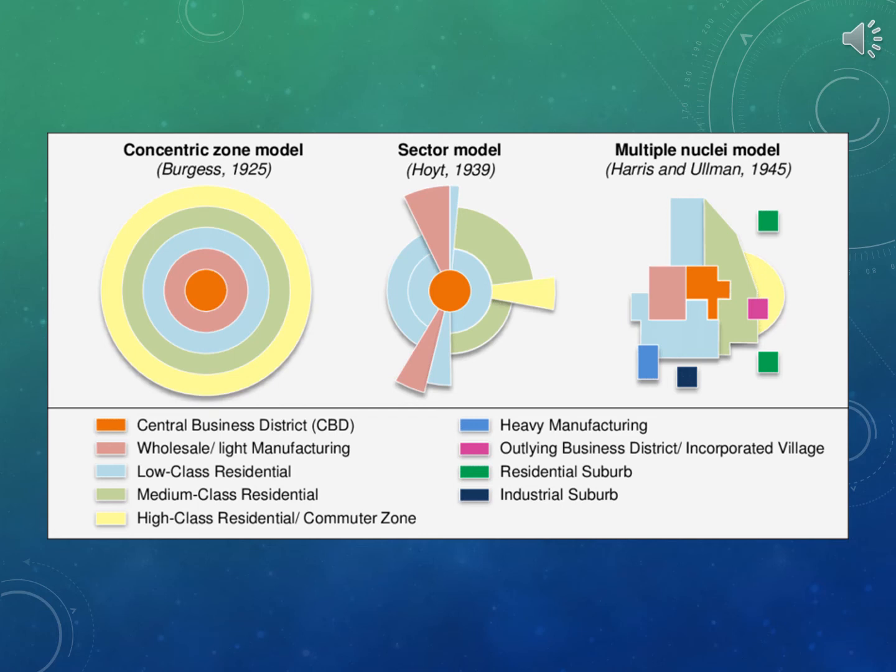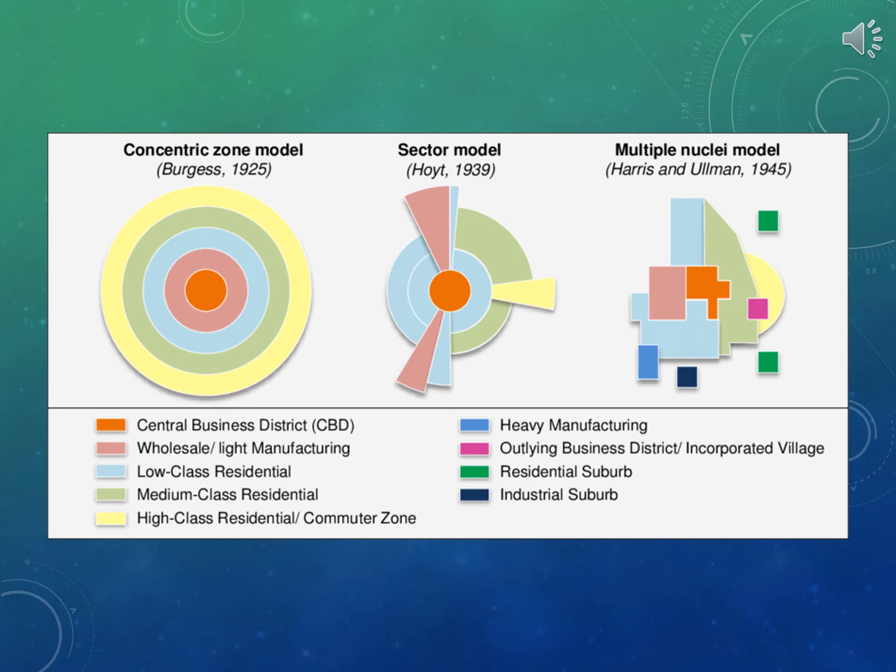The central business district is in the very center, and the further away from the CBD you go, the more affluent you are. So rich individuals are going to live further away from the central business district than those that aren't as rich. The sector model is similar in that it has a central business district smack in the middle, but it actually grows up in varying shapes, often in what we would call pie wedges. And those pie wedges are defined by transportation corridors.